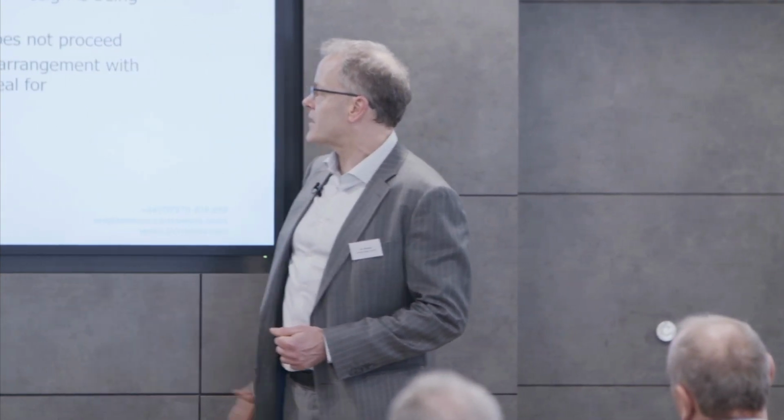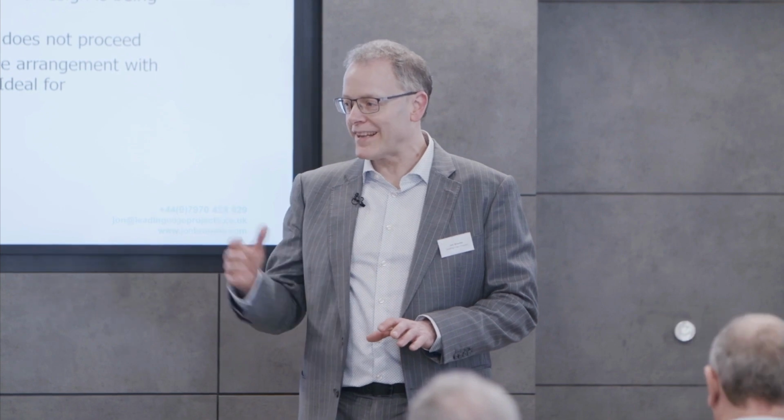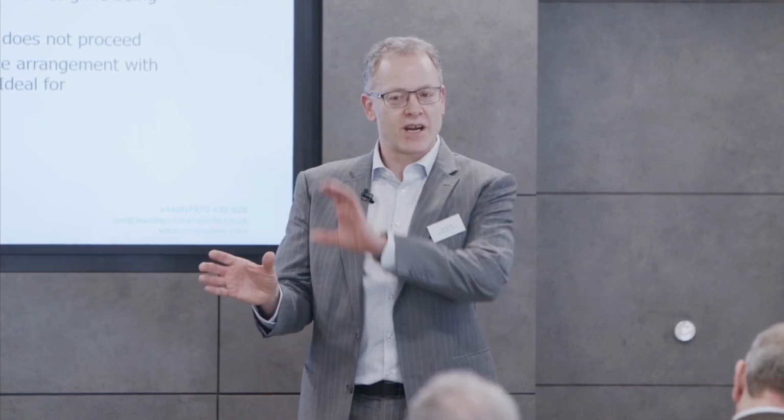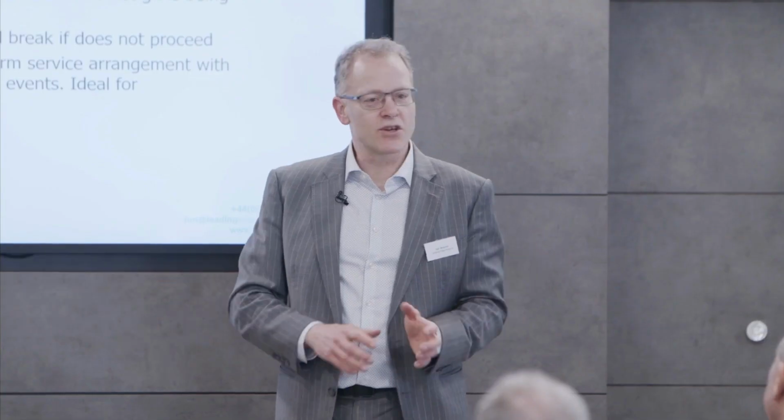That could be it. Two contracts allow for a natural break if it does not proceed. So with type 1 and type 2, where there are two contracts, there's a great advantage if you decide not to proceed. So if that's looking more likely, then a professional services contract followed by a separate construction contract might be the way to go. And under the professional services short contract, unlike the NEC4 professional services full contract, it still effectively allows for a term service option where you can instruct tasks. So little tasks, can you do a report on options? You can just instruct.